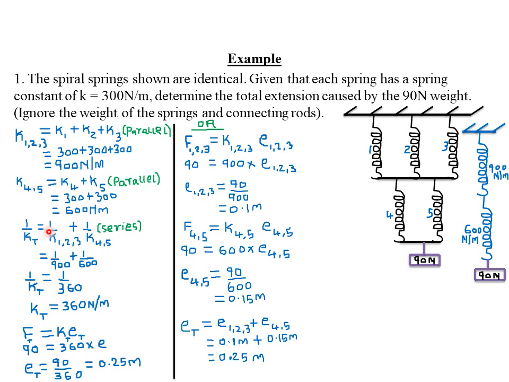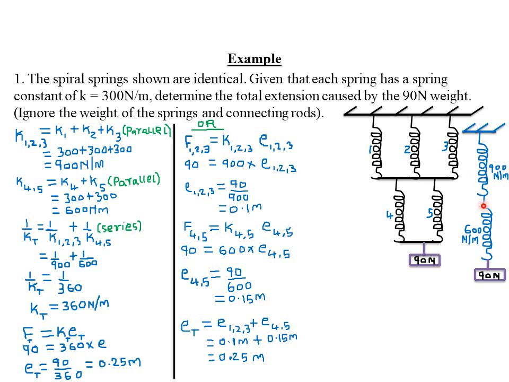Now remember we have combined 1, 2, and 3, and got their spring constant as 900. So we can represent it with just one spring, which is 900 Newton per meter. Then we have also combined springs 4 and 5, found as 600 Newton per meter. So if we combine them into one, it becomes 600 Newton per meter. If these three are combined into one spring, and these two are also combined into one spring, then we obtain two springs, of 900 Newton per meter and 600 Newton per meter, which are in series to each other.